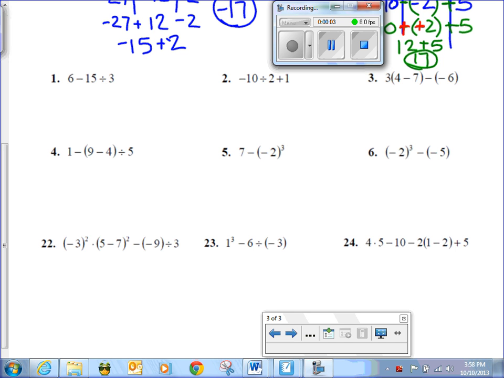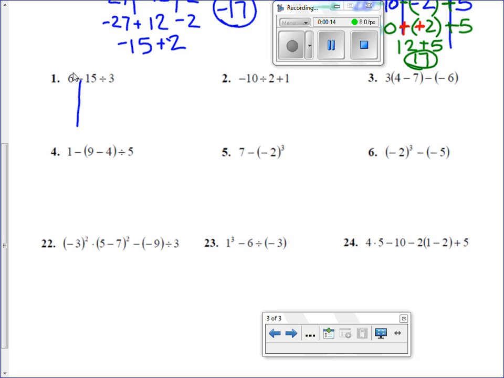Okay, by now you should have the answers to all of these questions. If not, go ahead and pause the video. I'm going to go ahead and solve these. For number one, I'm going to draw my alley, and I have 6, and 15 divided by 3 is 5. So 6 minus 5 is going to give me an answer of 1.